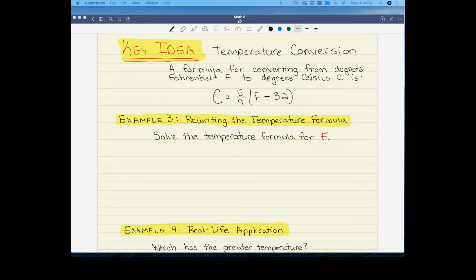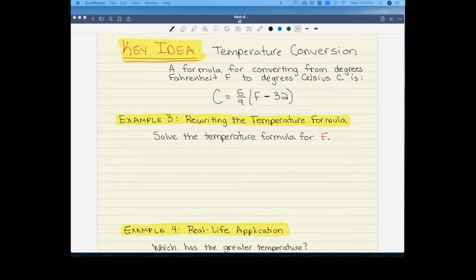All right, so in this third video, we're going to look at a really key idea and an important part of this section, which is using temperature conversion. There are two main ways around the globe that we measure and report temperature. In the United States, we typically use Fahrenheit. In a lot of other countries, especially in Europe, they use Celsius.